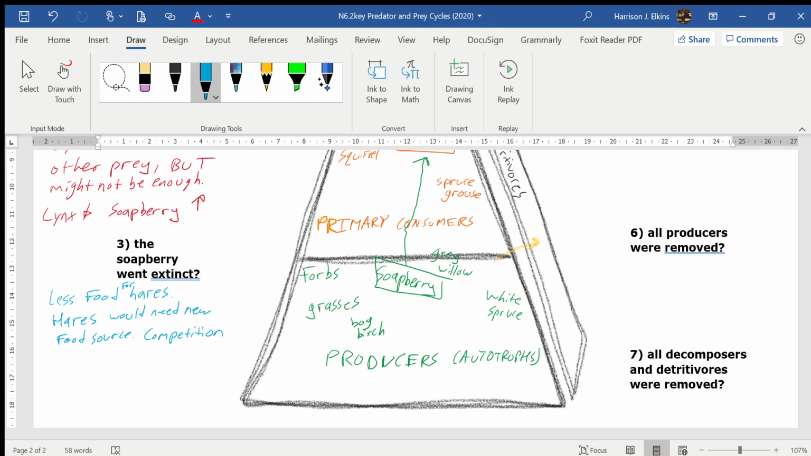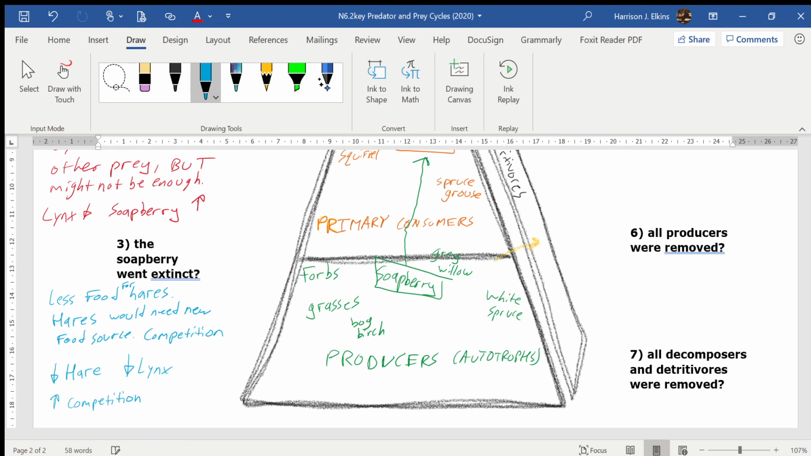And so you're going to have more competition. You're going to have less food source. And so ultimately, the hare population is probably going to decrease. And if the hares are decreasing, how's that going to affect the lynxes? Well, the lynxes will also decrease. And you'd probably increase competition.